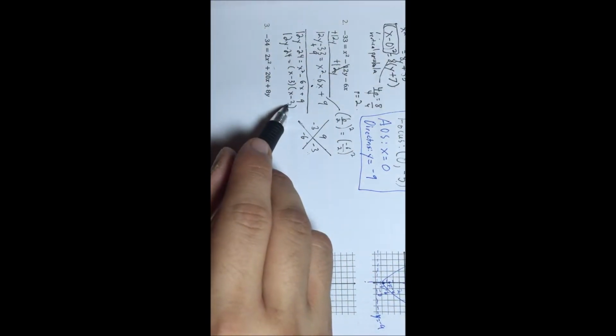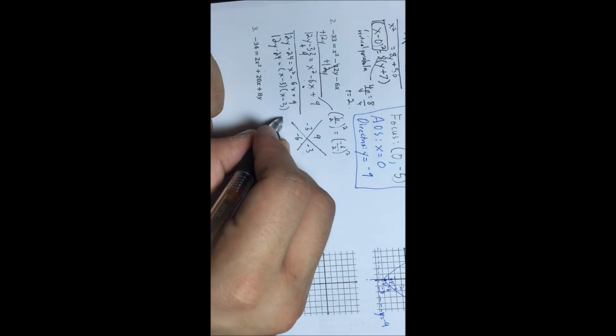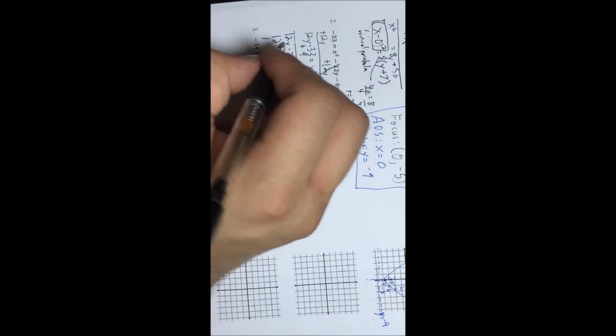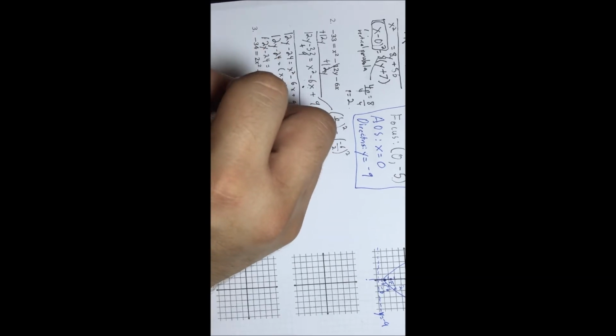Okay, so we have this. Again, multiplying something by itself twice is the same thing as squaring it. So that is going to be 12y minus 24 is equal to x minus 3 squared.